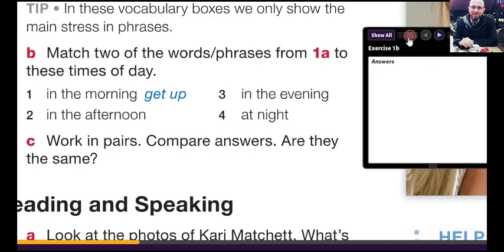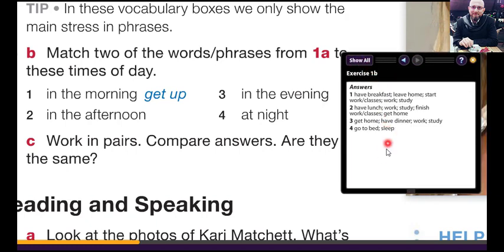Let's see. For example, here in the morning, you have breakfast, you leave home, you start work or classes, you work, you study. In the afternoon, you have lunch, work, study, finish work or classes, get home. In the evening, get home, have dinner, work, study, go to bed or sleep. This is number four, sorry. Number four, you go to bed and sleep.